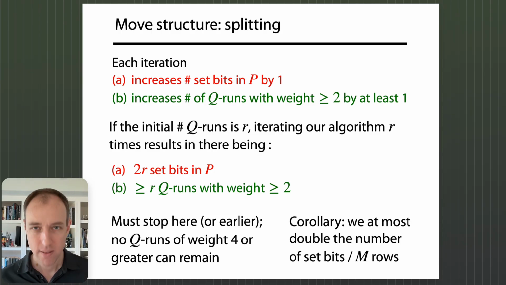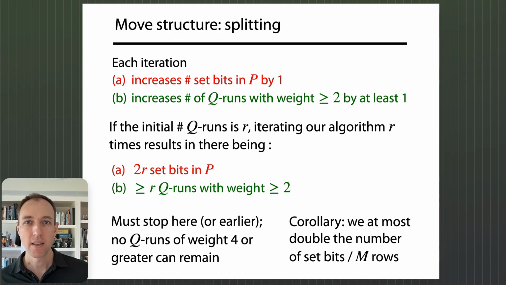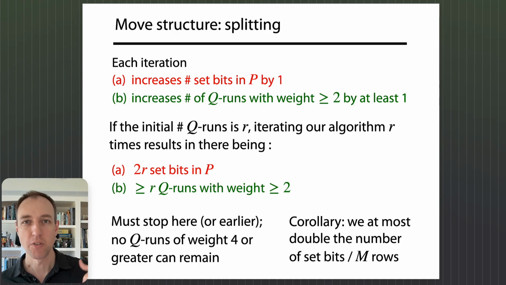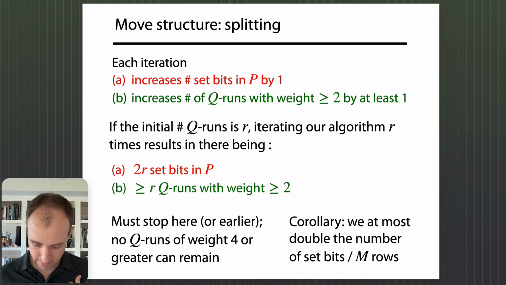Okay? As a corollary, this means that the number of splits we're going to perform is also at most R. Right? We just argued that we have to be done by the time we've done R iterations. So if we start with there being R Q runs, we're going to finish with there being at most 2R Q runs, which means that we're going to at most double the number of entries in our move structure table. Okay? Because the number of splits we do is also the number of rows that we are adding.